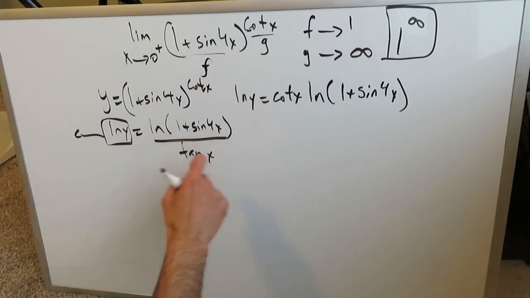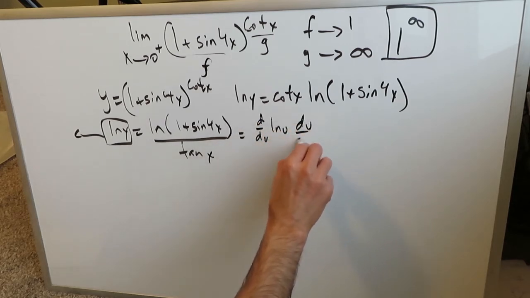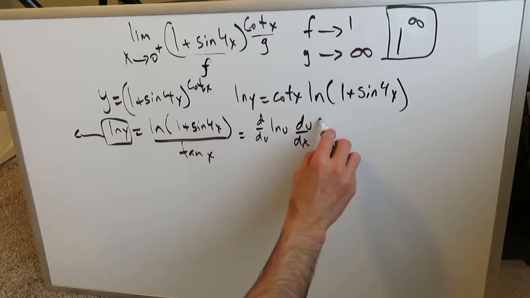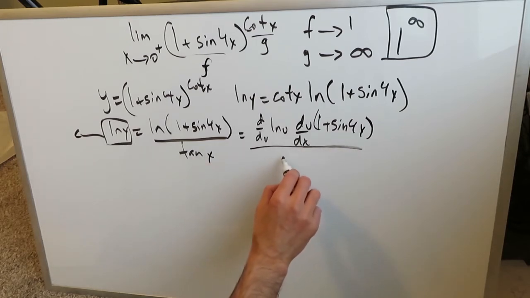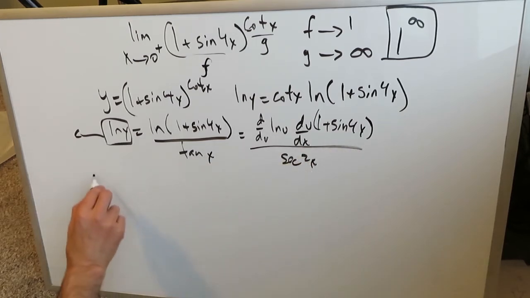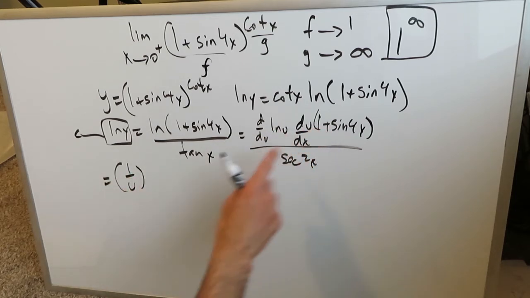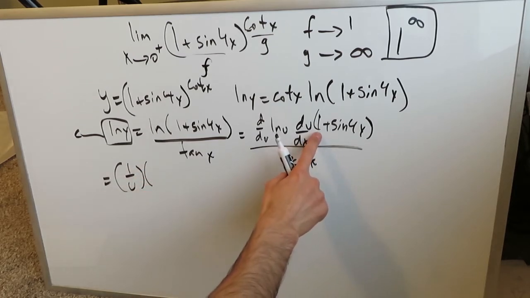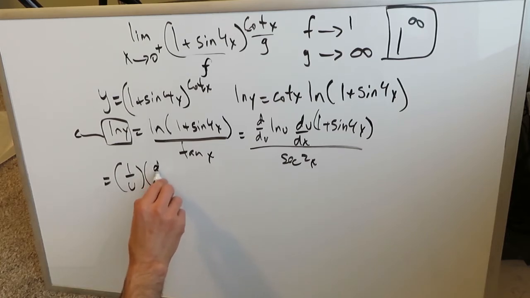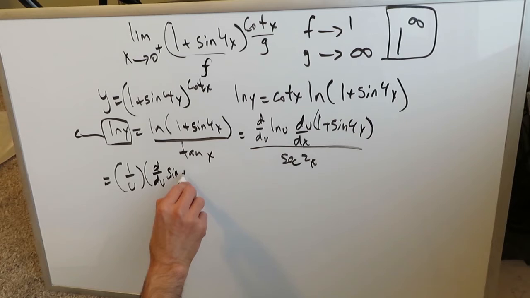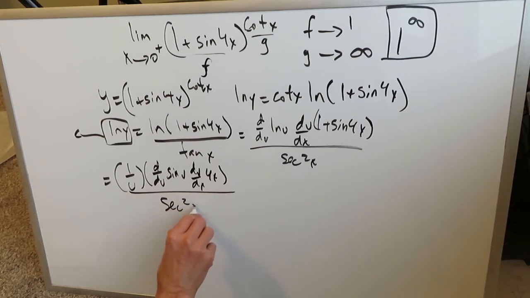When we do that, we have to do the chain rule on the top: d over du of ln u, and then du over dx, where u is 1 plus sine 4x, a composite. The derivative of tangent x is going to be secant squared x, right? On top we'll have 1 over u multiplied by the derivative of 1 plus sine 4x. The derivative of 1 is just 0. The derivative of sine 4x needs the chain rule: d over dv of sine v, and then dv over dx of 4x. Sometimes these questions can get complicated.